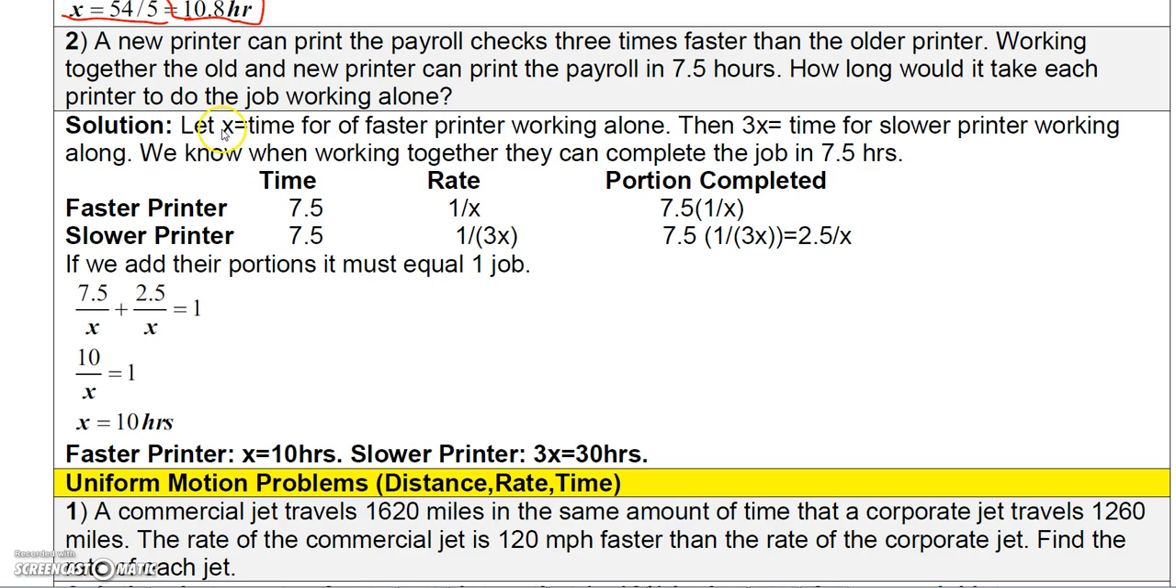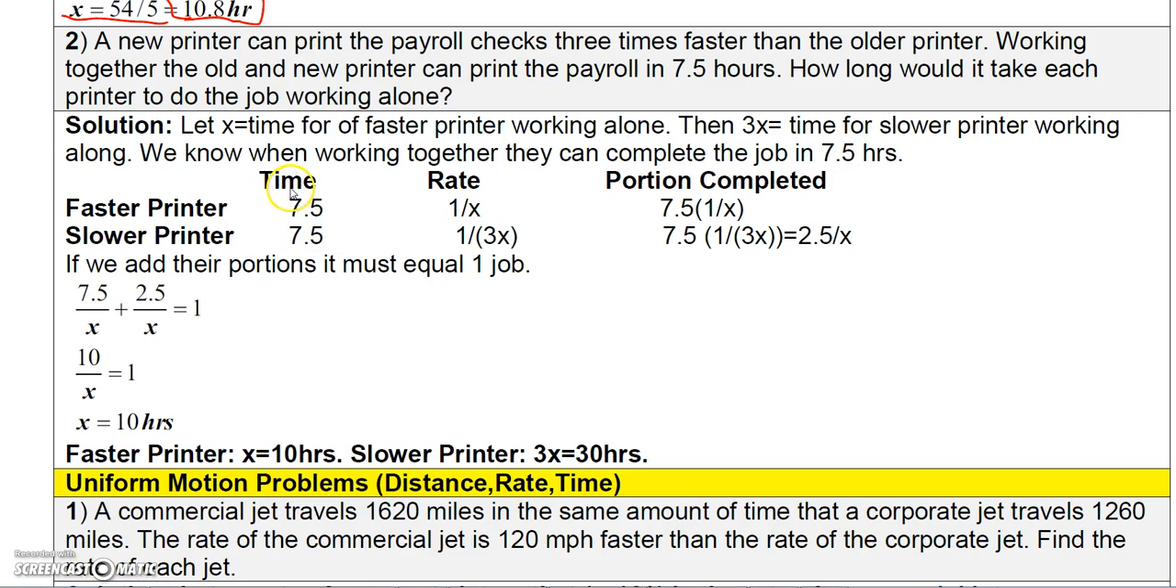So here we're going to let X equal the time that it takes the faster printer working alone. Then remember, the time for the slower printer must be much more. Since the faster printer is 3 times faster, the actual time it takes for the slower printer would have to be 3 times the time for the faster printer. So the time would be 3x for the slower printer working alone. But anyway, we know when working together, they can complete the job in 7.5 hours.